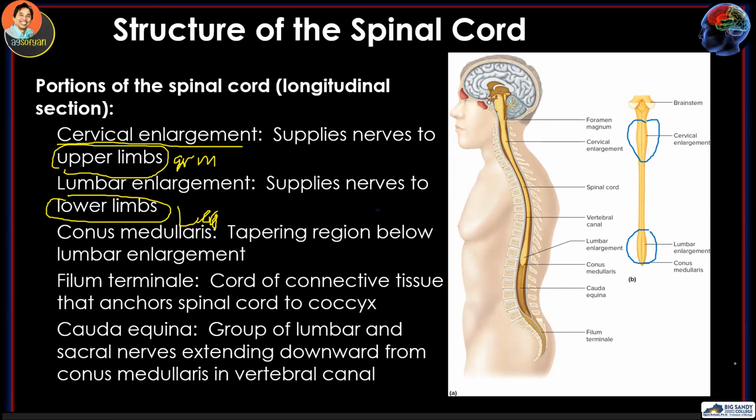Conus medullaris, okay, this one over here is the end of the spinal cord, and from this conus medullaris there will be many nerves that make a shape like a tail, the horse tail. Therefore, the name is cauda equina, and it will end in the filum terminale. Okay, so the filum terminale is the end of this structure.